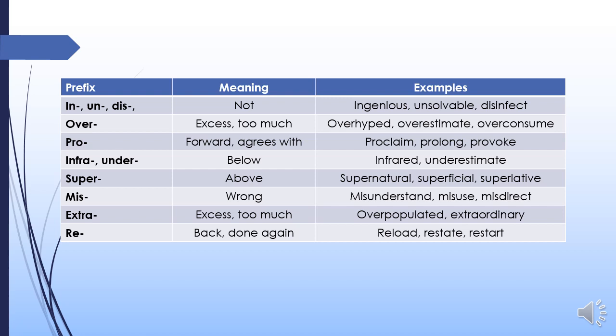Infra and under mean below. Examples would be infrared and underestimate. Super means above. For example, supernatural, superficial, superlative. Mis means wrong. For example, misunderstand, wrongly understand; misuse, wrongly used; misdirect, directed in a wrong way. Extra means excess, so too much as well. Overpopulated and extraordinary are examples of too much. Re means back or done again. So reload, restate, restart.